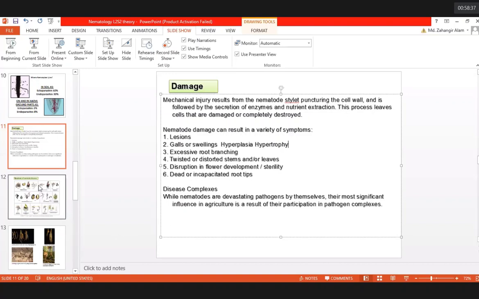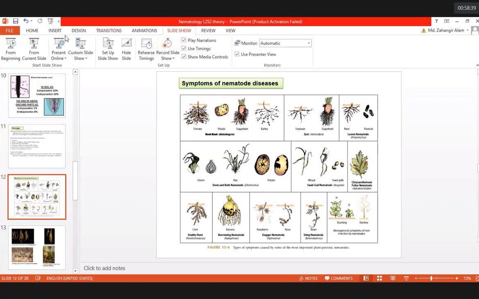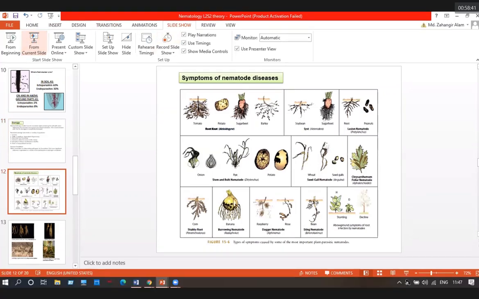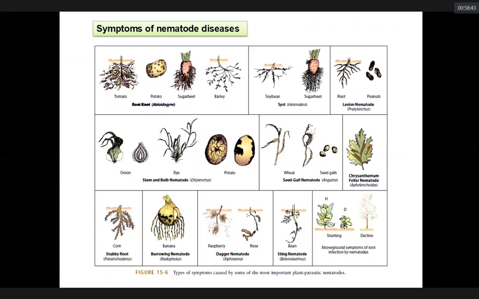And you can see the pictorial view, for example, here. How does the plant look once the plant is attacked by nematode? Can you see the different pictorial views of different plants attacked by different groups of plant parasitic nematode? Can you see this slide? Yes, sir.